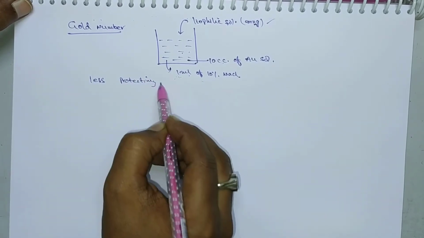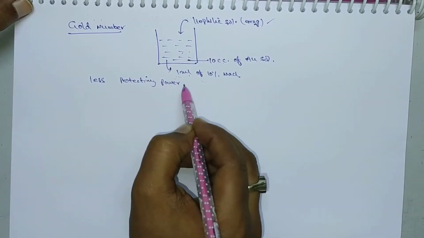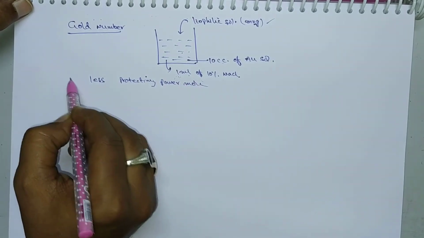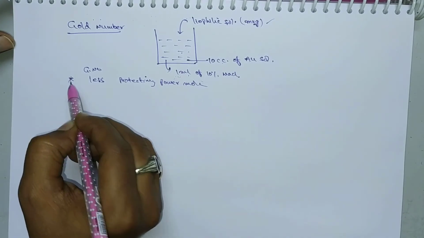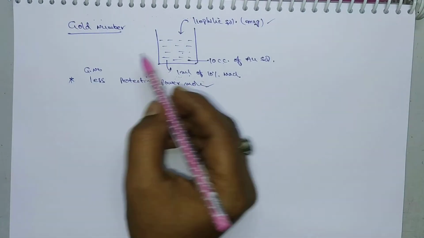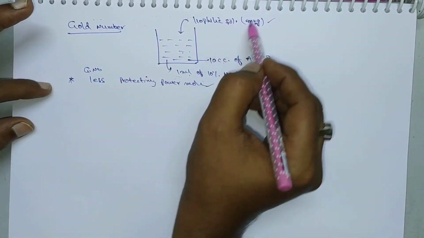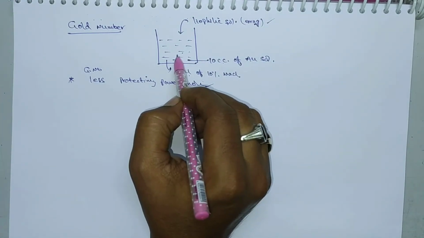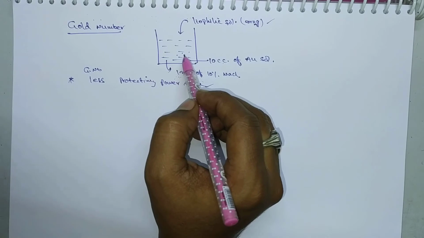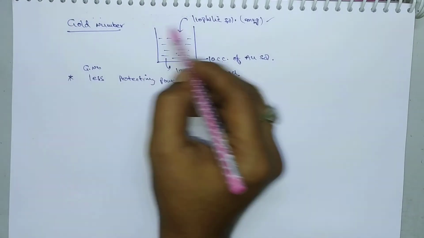The protecting power will be more. Remember this one: if gold number is less, then the protecting power will be more, because we are adding less amount of lyophilic colloid to protect this colloidal solution. Okay.